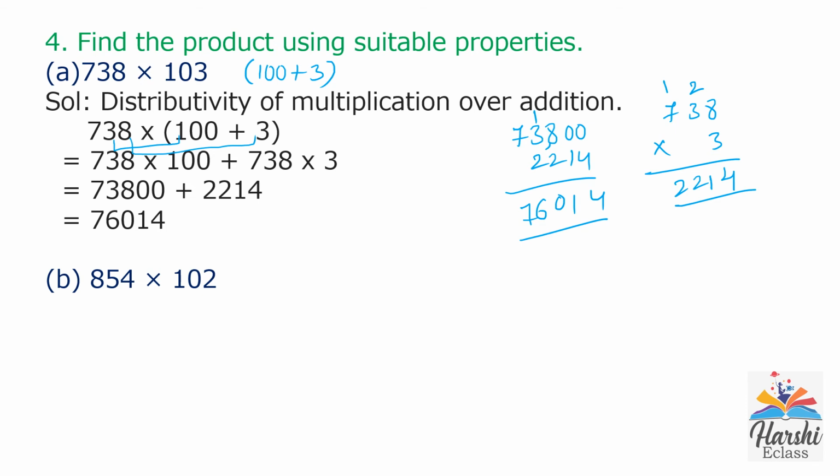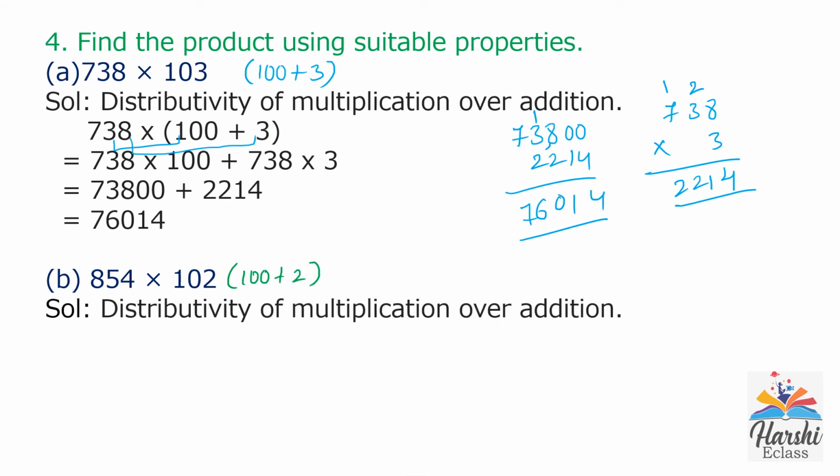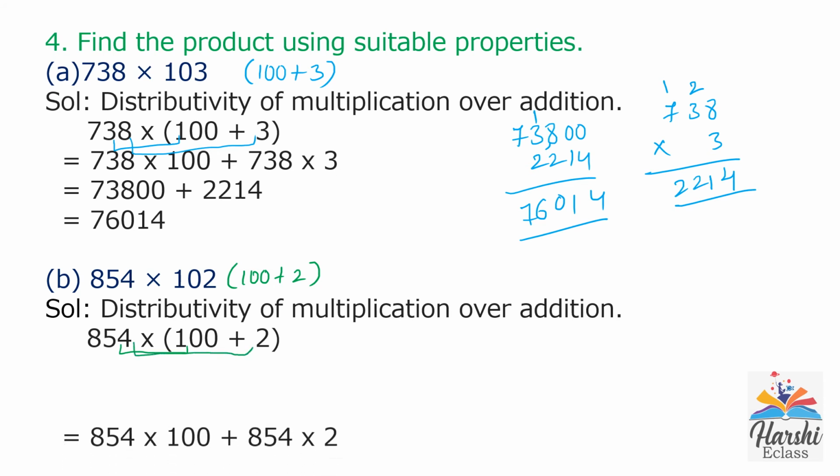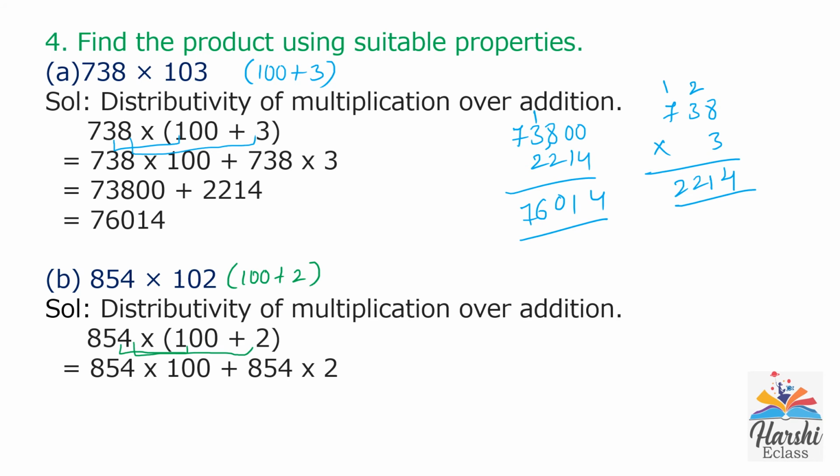B1. 854 multiplied by 102. Again we can write this 102 as 100 plus 2. Same property, distributivity of multiplication over addition. Write it. Now first multiply this 854 with 100 plus 854 multiplied by 2. So we will get 85,400 plus 1,708. Add these two numbers.